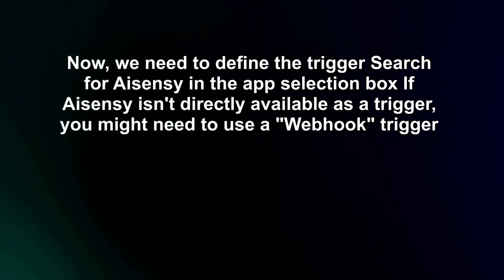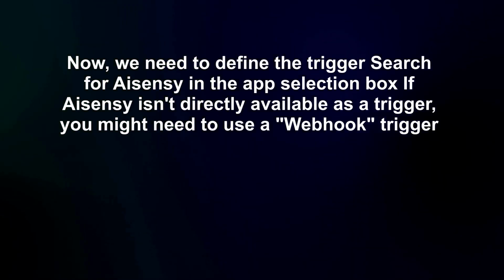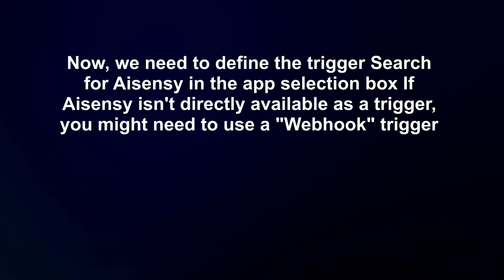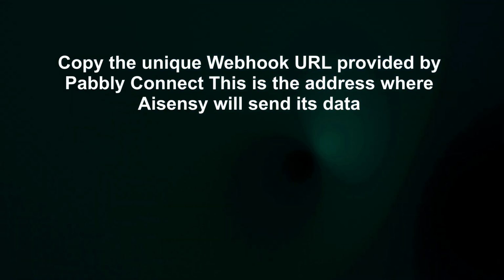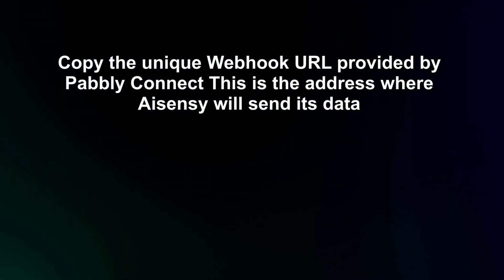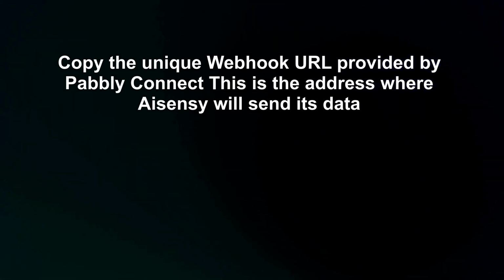Now, we need to define the trigger. Search for Aisensy in the app selection box. If Aisensy isn't directly available as a trigger, you might need to use a webhook trigger. Copy the unique webhook URL provided by Pabbly Connect. This is the address where Aisensy will send its data.